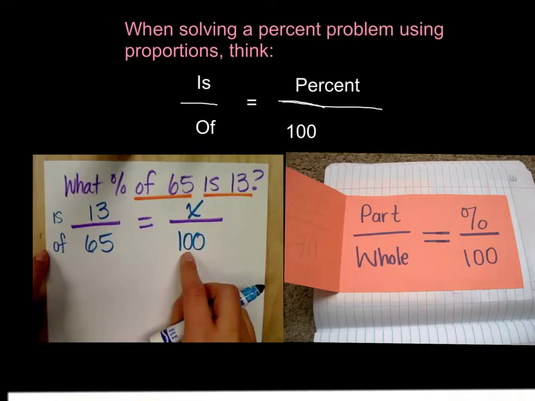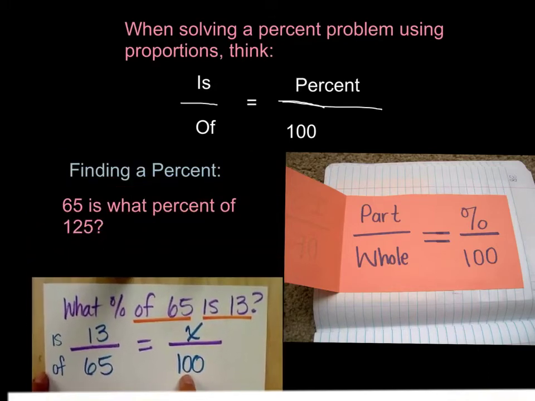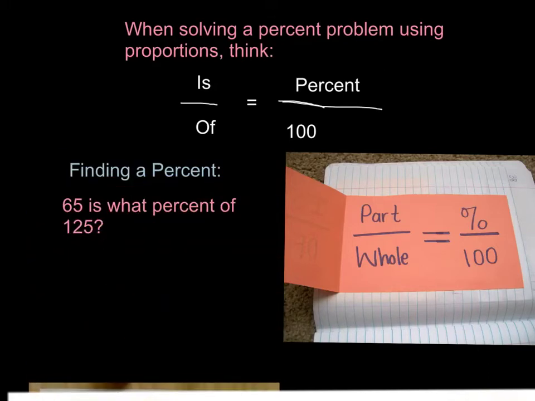When solving percent problems using proportions, there are two different types of problems that we will come across. One type of problem is finding a percent. An example of this would be 65 is what percent of 125?